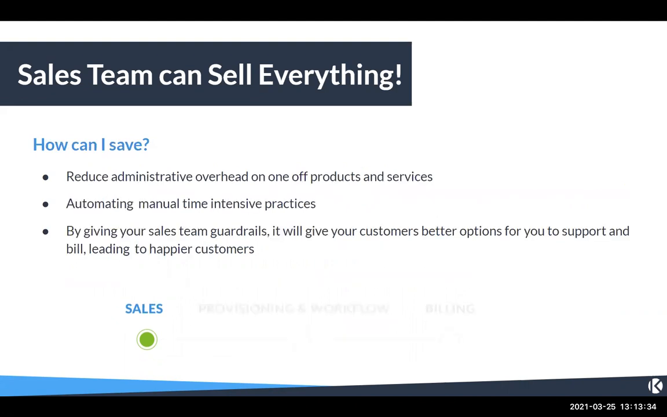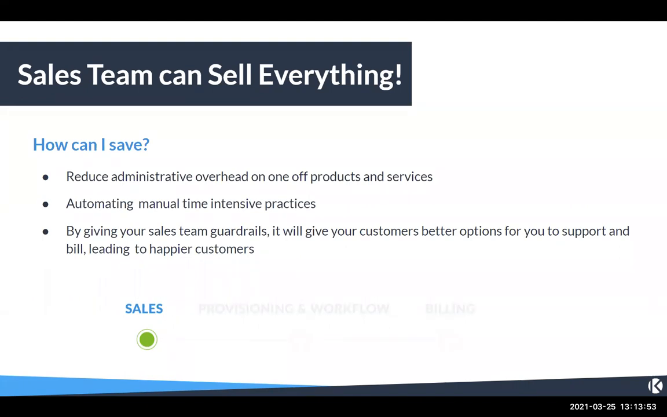So how can I save? Well, the things we discussed are really an investment in the future of your business that will pay off in the long run. A decision will come: do you want to invest in additional resources, or refine your processes and add automation to your toolkit?